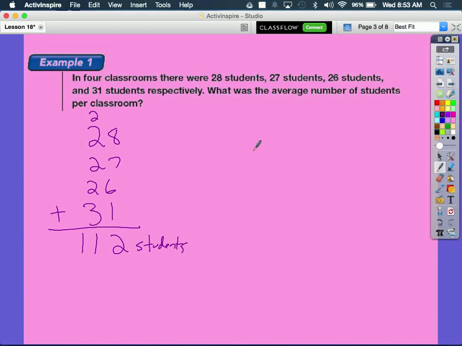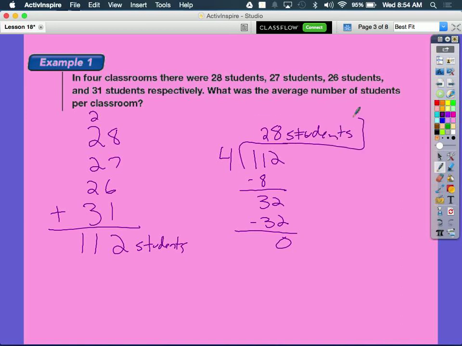Okay? Now, what was the average number of students per classroom? So I'm going to take that total number that I have, my sum, and divide by how many numbers I have, or in this case, how many classrooms I have. So I had 4 numbers, 4 classrooms, so I'm going to divide by 4. 4 goes into 11 2 times. 4 goes into 32 8 times. So my average is 28 students. So add the numbers up, divide by how many numbers I have.